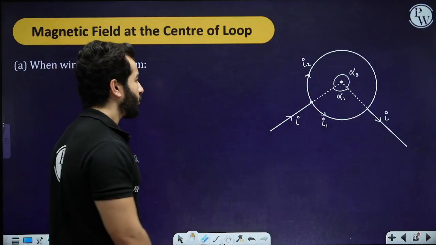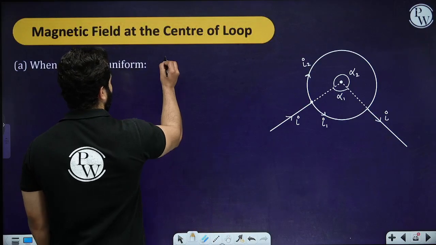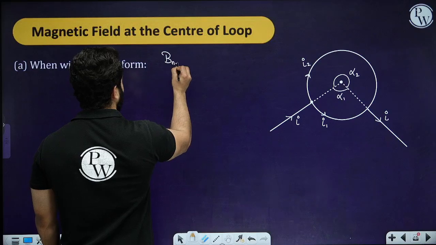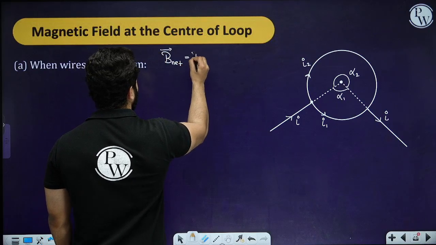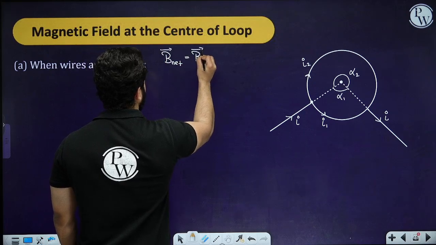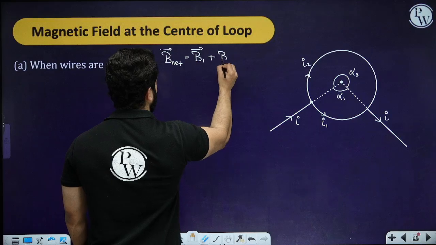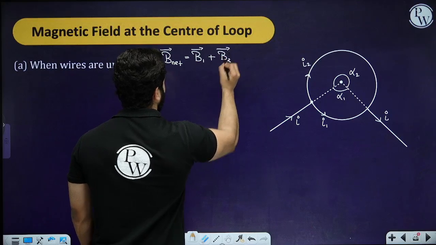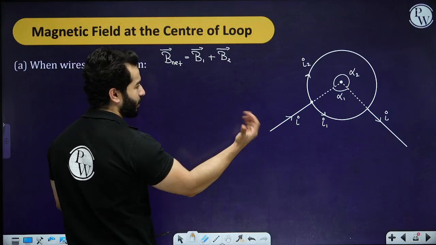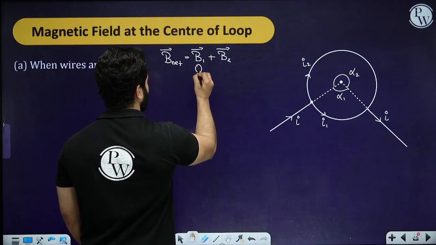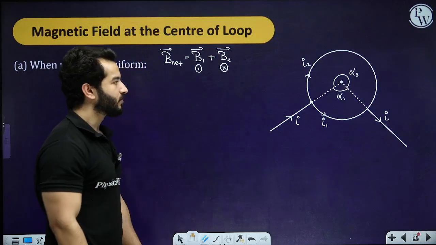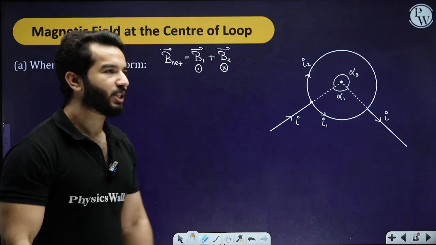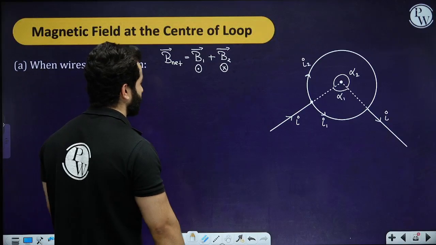Acha, if you are going to talk about magnetic field, net magnetic field at center, that's what we want to know. Net magnetic field at center will be magnetic field due to wire 1 plus magnetic field due to wire 2. Magnetic field due to wire 1 is going to be dot. Magnetic field due to wire 2 will be cross. So let's find each one out one by one. Also let's find out their ratios.